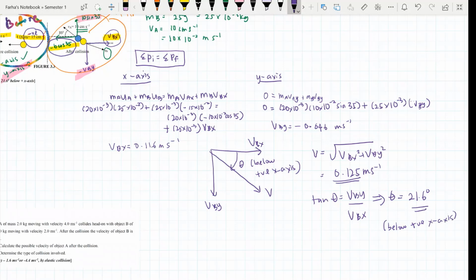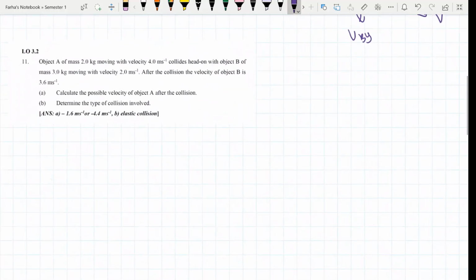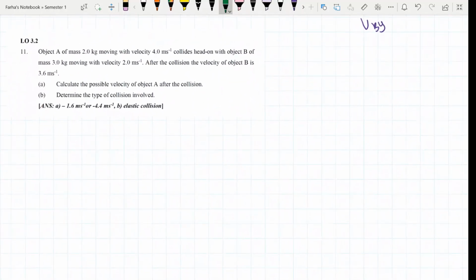That's all for question number 10. Let us look at question number 11. Object A of mass 2 kg moving with velocity 4 meter per second collides head on with object B of mass 3 kg moving with velocity 2 meter per second. After the collision, the velocity of object B is 3.6 meter per second.